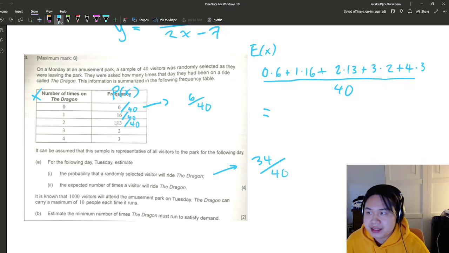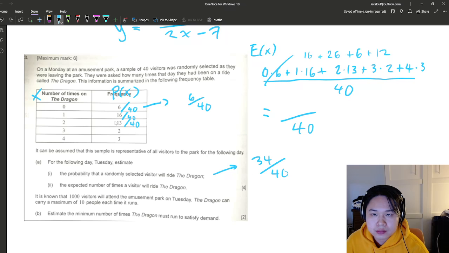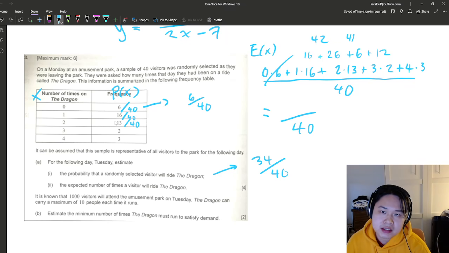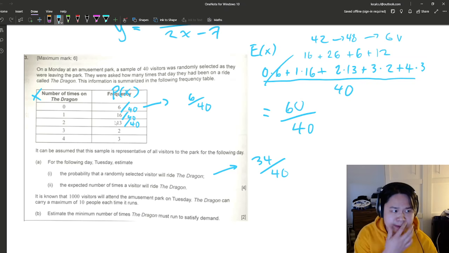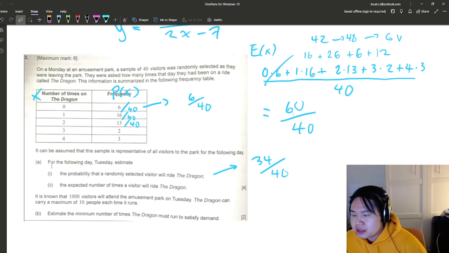Basic math. 0, 16 plus 26 plus 6 plus 12? 42 plus 6 is 48, plus 12 is 60. So 60 out of 40 for the expected value. Okay.